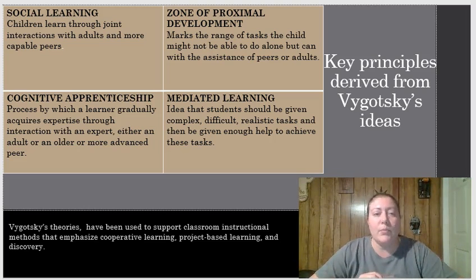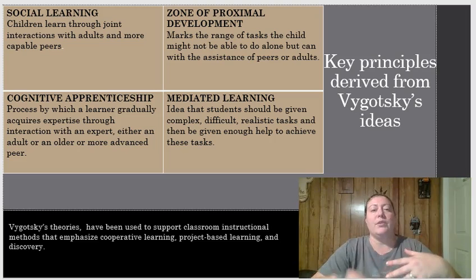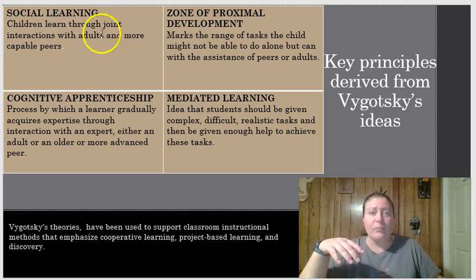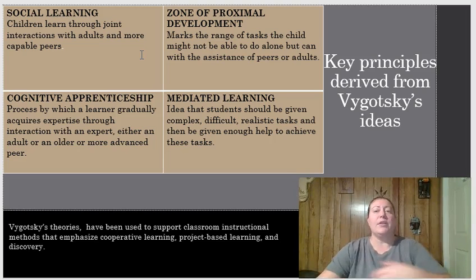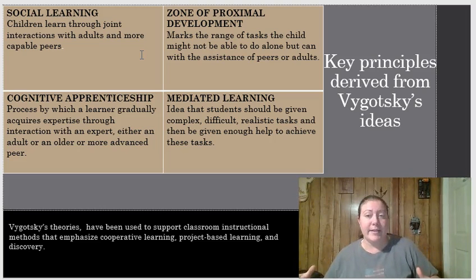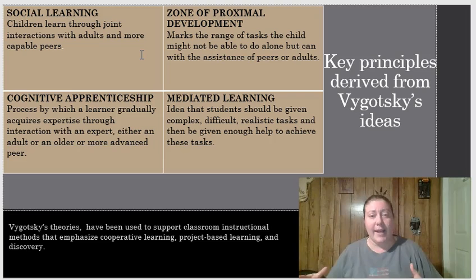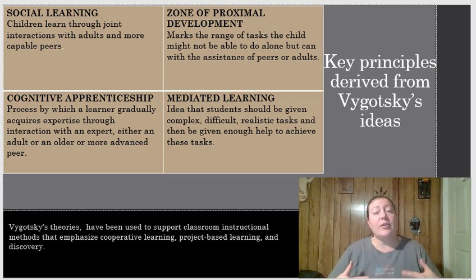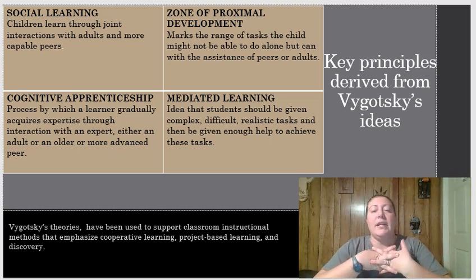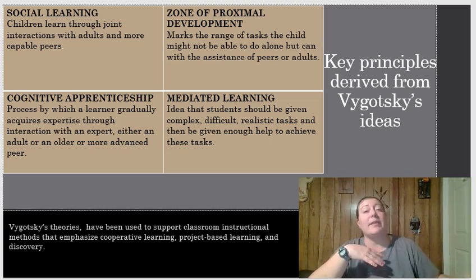That is social learning, where children learn through joint interactions with adults and peers. Zone of proximal development marks the range of tasks that the child might not be able to do alone, but with the assistance of peers and adults, they're able to complete the task. Cognitive apprenticeship is the process by which learners gradually acquire expertise through interaction with an expert or an adult or peer. Now, mediated learning is the idea that students should be given complex, difficult, realistic tasks and then be given enough help to complete these tasks.